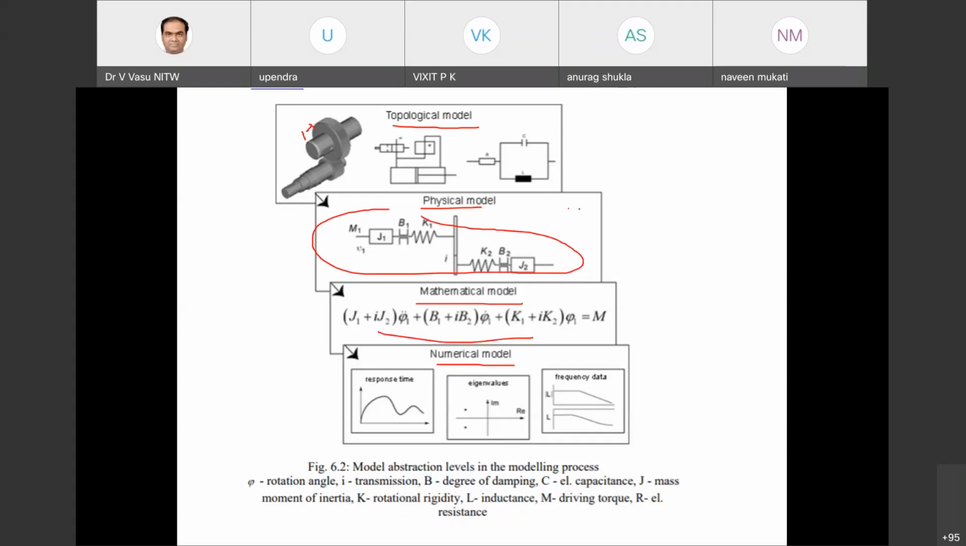Okay, so in the physical model and in the mathematical model, we cannot have the exact dimensions. That is one drawback we have. So we have to go for the topological model, and the numerical model comes in the form of a graphical representation where we can analyze the stability of the system.